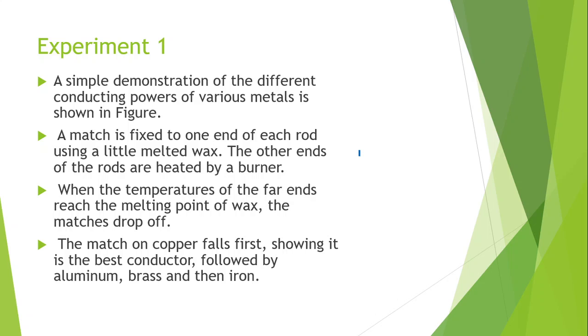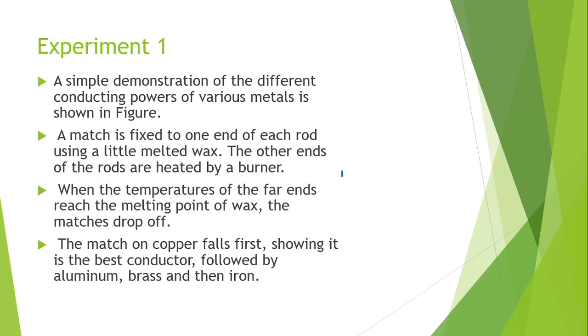A match is fixed to one end of each rod using a little melted wax. The other ends of the rods are heated by a burner. When the temperature of the far ends reaches the melting point of the wax, the match is dropped. The match on copper falls first, showing it is the best conductor, followed by aluminum, brass, and then iron.